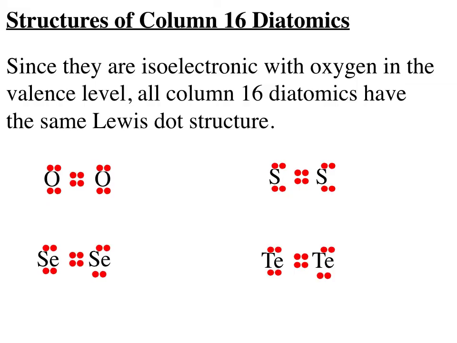Let's look at the structure of column 16 diatomics. Remember, this is the column headed by oxygen and includes sulfur, selenium, and tellurium. These are all 6-dot Lewis dot structures. Each atom in this column requires 2 more electrons to complete its octet. And if those electrons are being procured from one of its cousin elements, then each of those elements will have to give 2 electrons to the other.